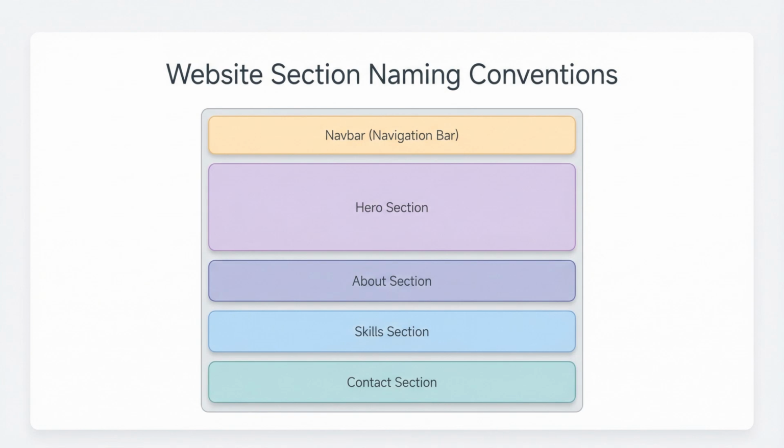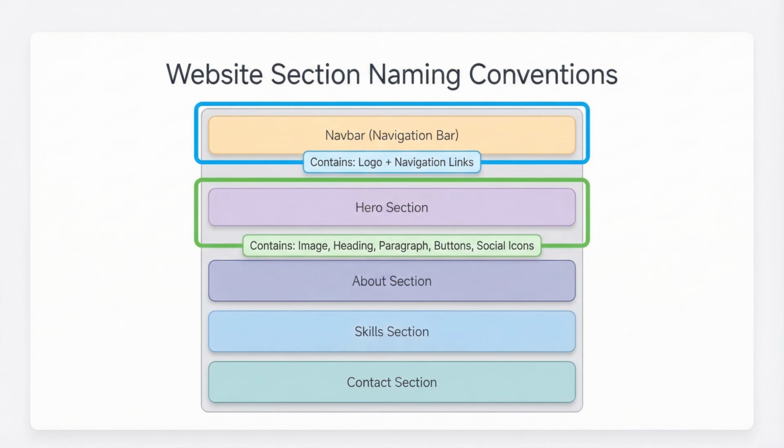Let's go over the standard naming conventions for website sections, because these terms come up constantly. The very top bar with navigation links is called the nav bar. The first big section a visitor sees, usually with a headline, image, and call to action buttons, is the hero section. Below that, you have named sections like About, Skills, and Contact.